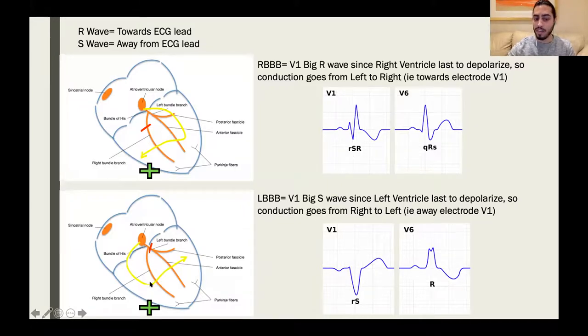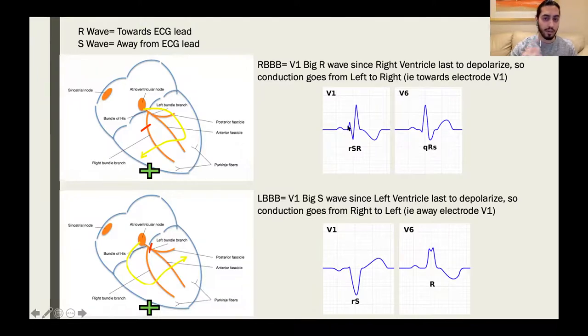And then once it gets to here, your cardiac myocytes take over and get depolarized, and then all your energy and electricity is going away from V1. So then you get this deep S wave, because we know if anything's going away from a lead, then you get a negative deflection, which is your S wave, which by definition is the first negative deflection after your R wave. I hope that makes a bit of sense. And you just get the opposite in the other leads if you go through it like this.